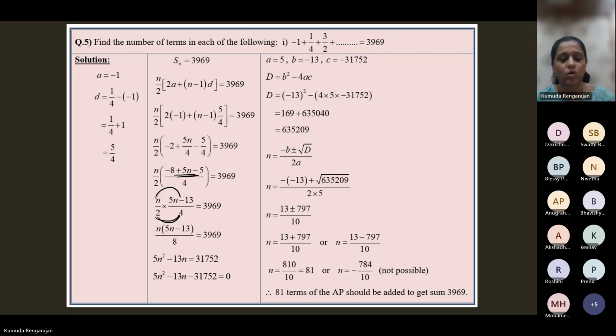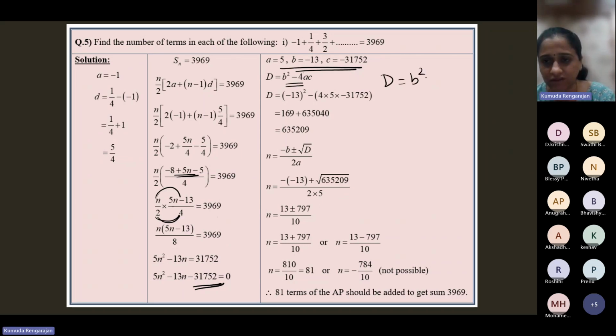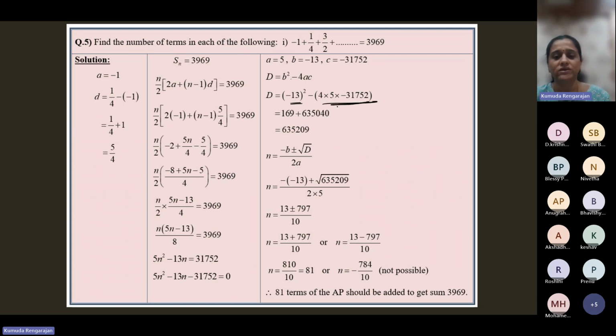Cross multiply, open the bracket, you get this quadratic equation. On comparing with the standard form, you can find the values of A, B, and C. Here I found the discriminant separately. D is equal to B square minus 4AC. So you can take the formula like this: n is equal to minus B plus or minus root D by 2A. What is D? B square minus 4AC. You can also work it like this, so you can find the value of D.